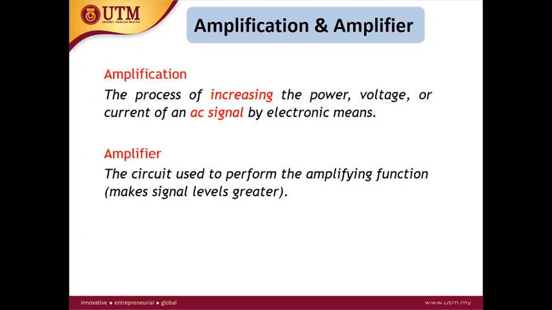Okay, next we will discuss the general model of amplifier. First of all, before that, we just define what is amplification and what is amplifier. Amplification is the process of increasing the power, voltage, or current of an AC signal by electronic means. And the amplifier is the device or the circuit used to perform the amplifying function.